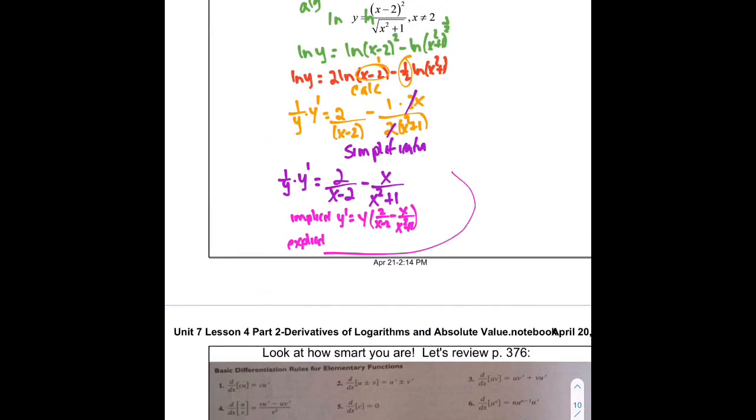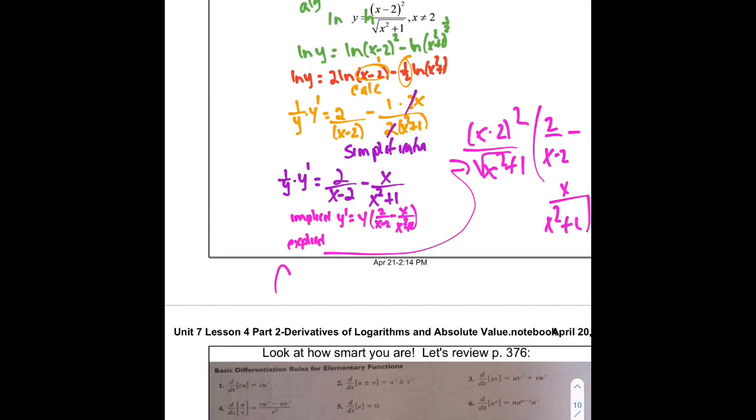If you wanted the explicit form, well, then you need to put the original function back in for y. So the explicit form would be x minus 2 squared over the square root of x squared plus 1 times 2 over x minus 2 minus x over x squared plus 1. Sorry, I ran out of room. And if you look in the filled in notes, it has more simplification. I'm not requiring it at this point in the semester.